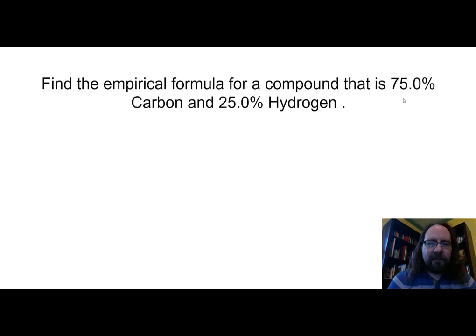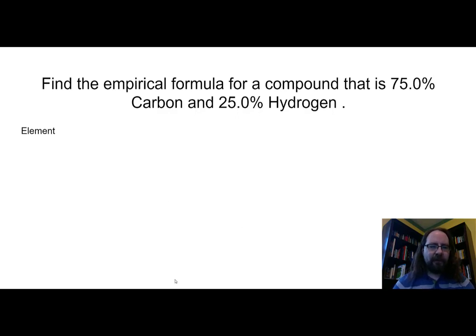So, find the empirical formula for a compound that is 75% carbon and 25% hydrogen. Again, this is by mass, so some people might say that means there's 3 carbons and 1 hydrogen. That's not the way it actually works, because carbon is a much more massive atom than hydrogen. Every atom is more massive than hydrogen, but carbon is 12 times more massive, so we need to be careful when we do these percentages.